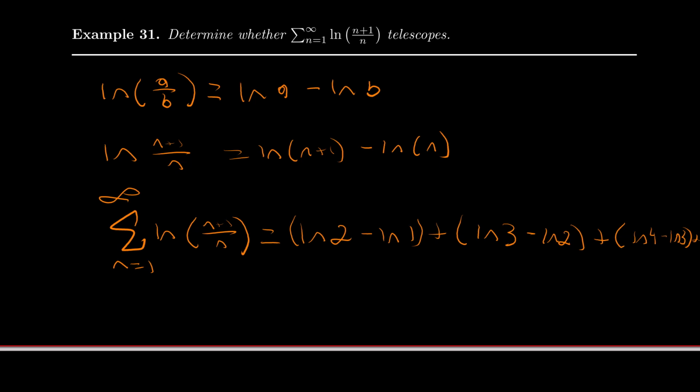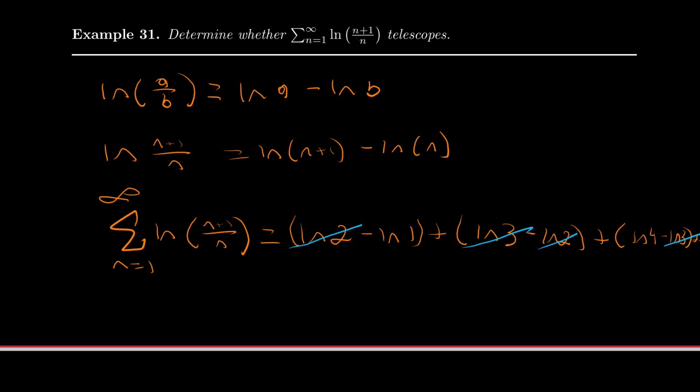And then look at what happens here. Positive natural log of 2, negative natural log of 2. Positive natural log of 3, negative natural log of 3. That will continue so and so on forever. And it does, in fact, telescope. That's all that the question asked.